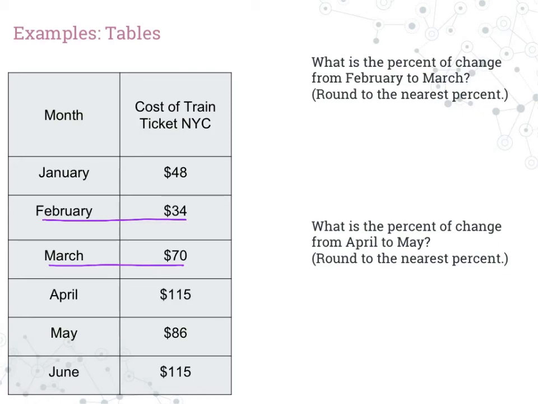I've got to figure out which one is the new. To figure out which one is the new, I can just take a look at my calendar, realize that March comes after February, so therefore that price is going to be the new price. So my new price is going to be $70. That leaves my old price to be $34. So I'm going to subtract 34 from 70 and make sure that I'm dividing by 34. 70 minus 34 is going to give me 36. So I have 36 divided by 34. I'm going to go ahead and type that in my calculator.